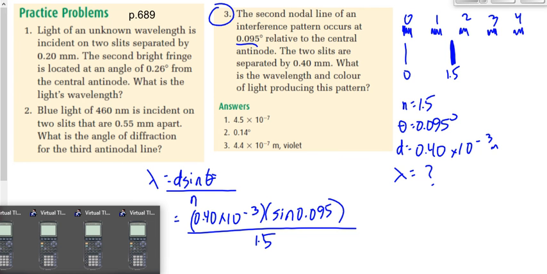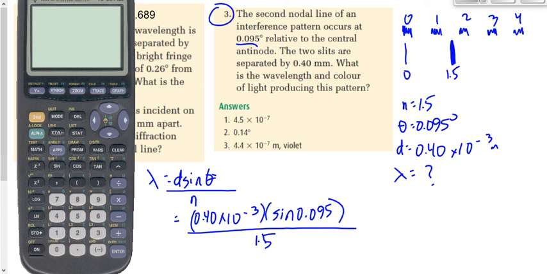Let's try the fourth calculator this time. See what that gives me. 0.4 times 10 to the minus 3 times sine 0.095, and that bracket, divided by 1.5. 4.4 times 10 to the minus 7.